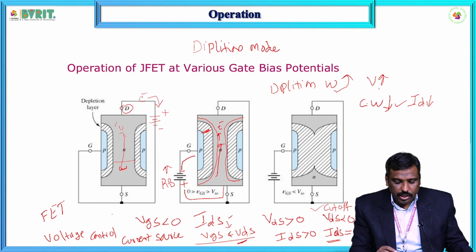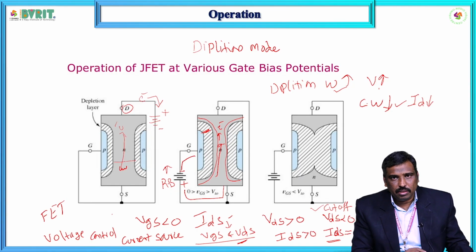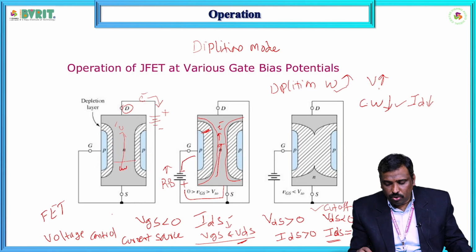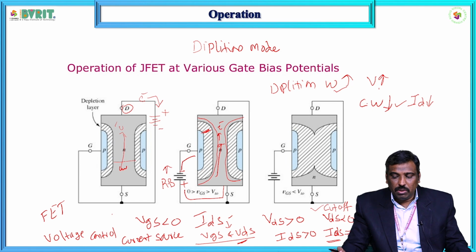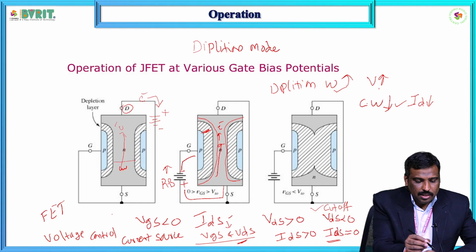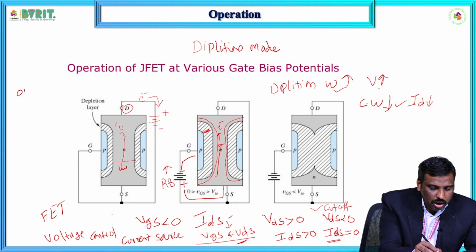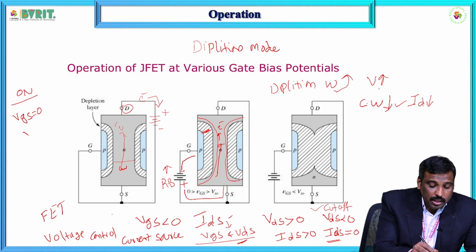Right? Whenever VGS is negative, this transistor goes to cutoff region. Whenever VGS is equal to 0 and VDS is greater than 0, then only the transistor will conduct. Means the transistor is on and off. The transistor is on when VGS should not be negative, means VGS should be 0, and the second condition is VDS is greater than 0. This is the first condition to turn on the transistor.